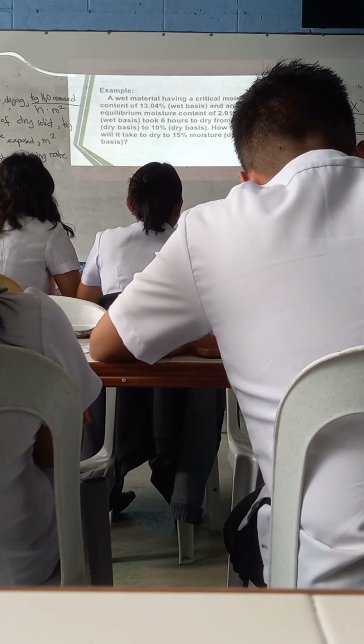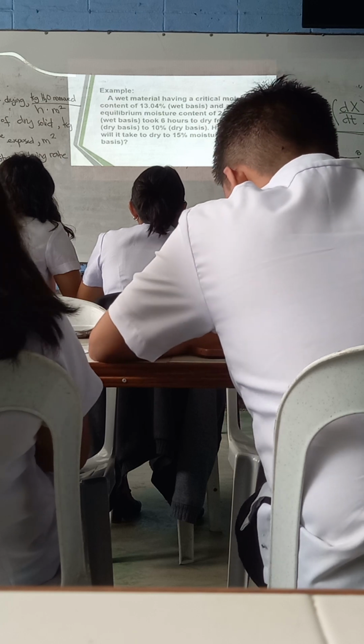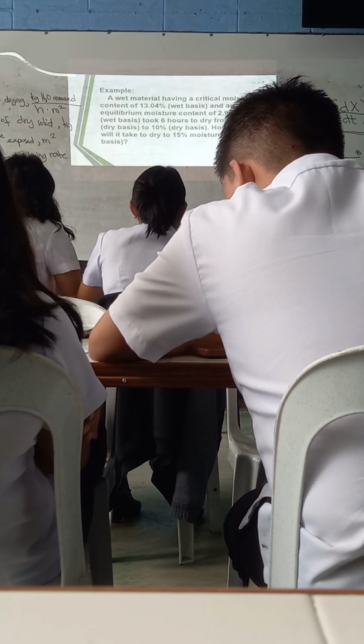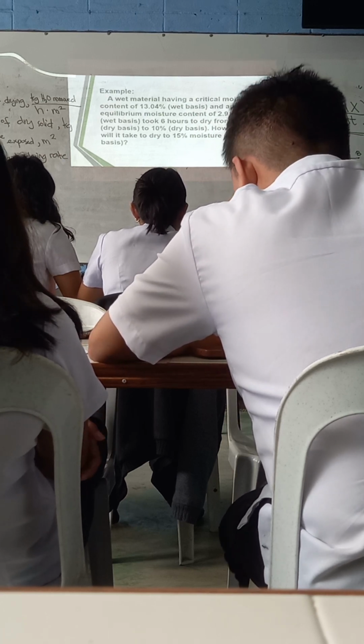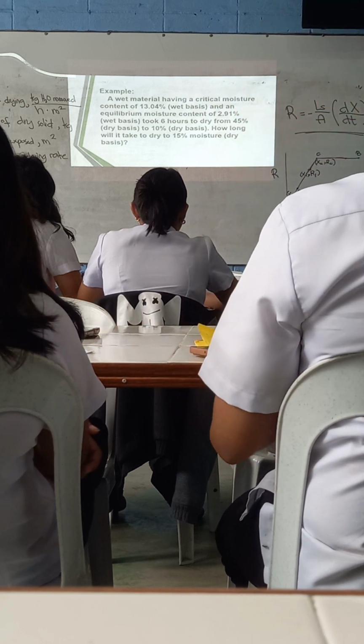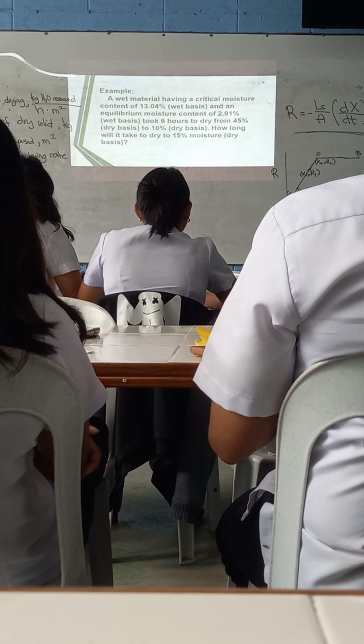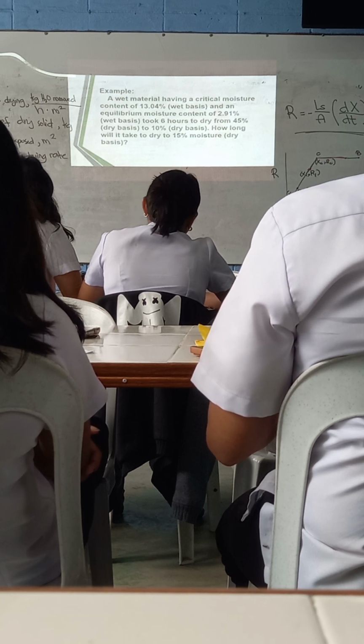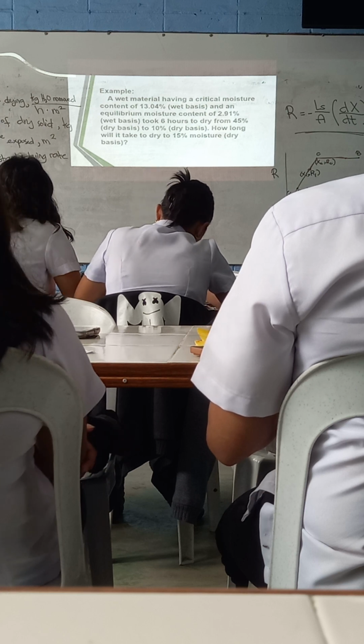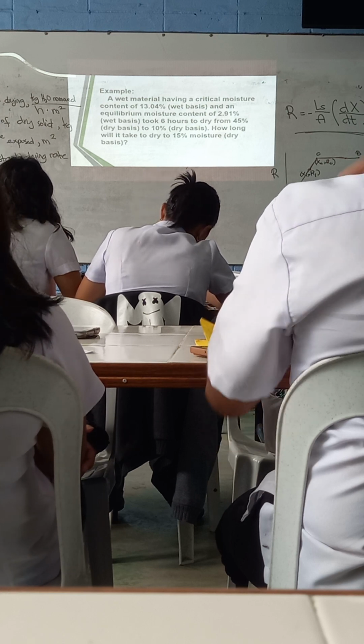A wet material having a typical moisture content of 13.04% and an equilibrium moisture content of 2.91% wet basis took 6 hours to dry from 45% dry basis to 10% dry basis. How long will it take to dry to 15% moisture dry basis?